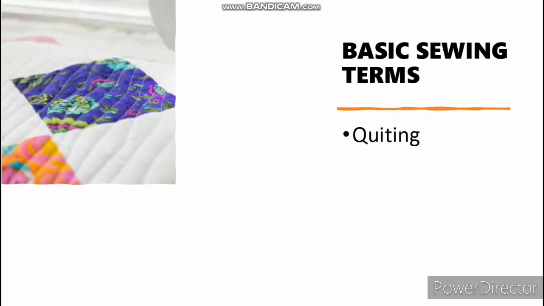So let's continue with our basic sewing terms. We have quilting. Quilting means stitching two layers of fabric together with a layer of filling in between in a consistent pattern. You see from our image there, we have a white background material and a blue one is pasted on another one. So you will continue to paste it. When you stitch two layers of fabric together in a consistent pattern, that is what we call quilting.